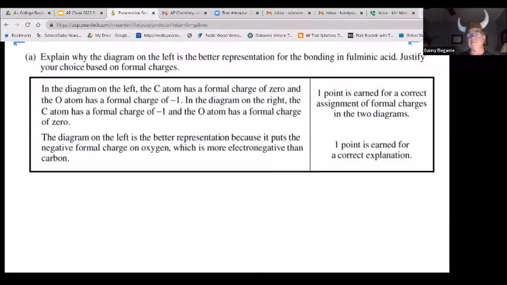So if you just went through and assigned formal charges for each one of the diagrams, you got 1 point. And then you got 1 point for saying that oxygen gets to be -1 and not carbon, right? So you get 2 points there.